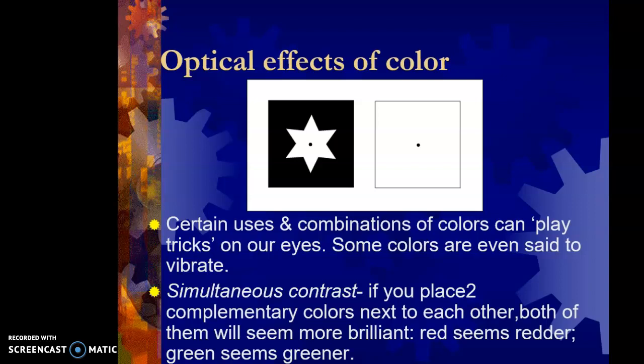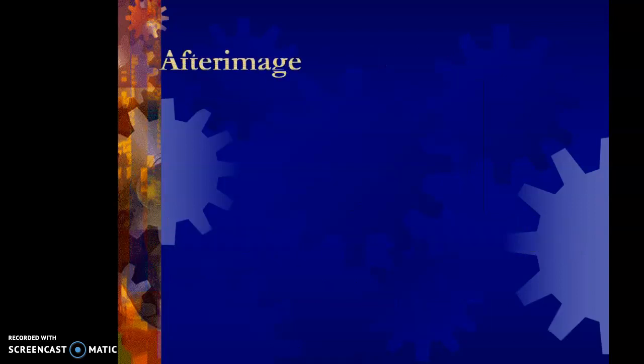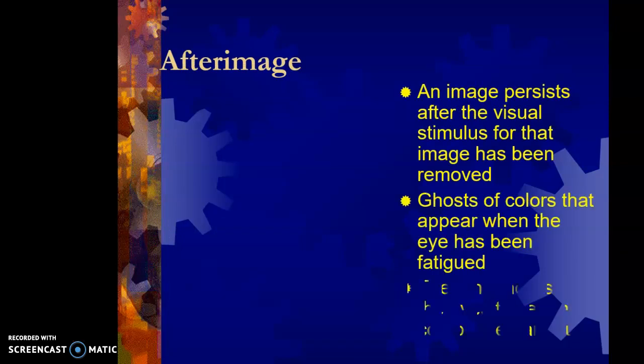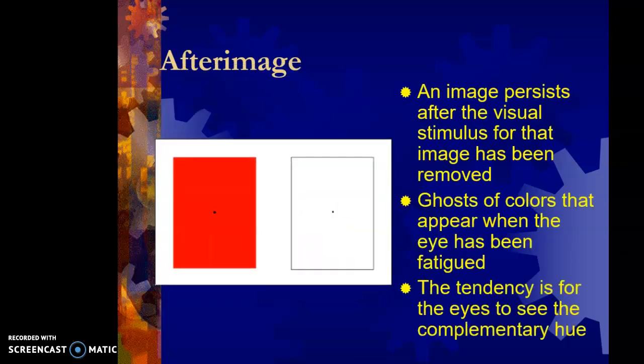So that's that complement that we're seeing. Black and white will be that example, just a reminder. Okay, now after image, like I said, is what we're dealing with. This is an image that persists after the visual stimulus for that image has been removed.